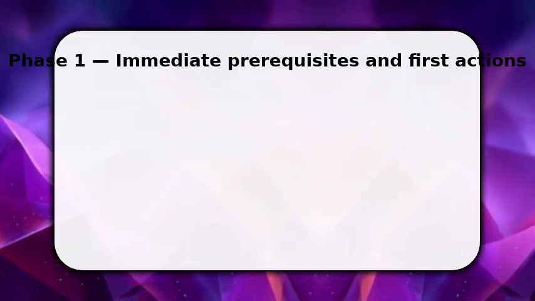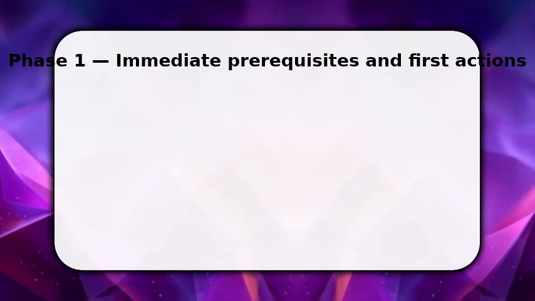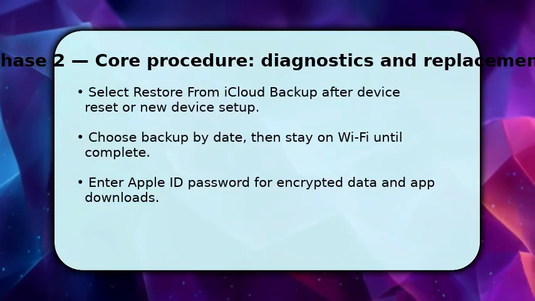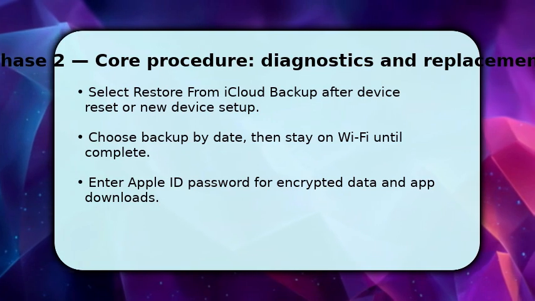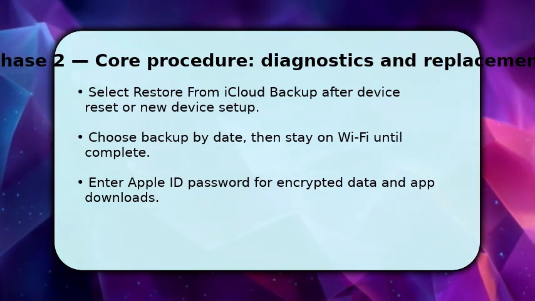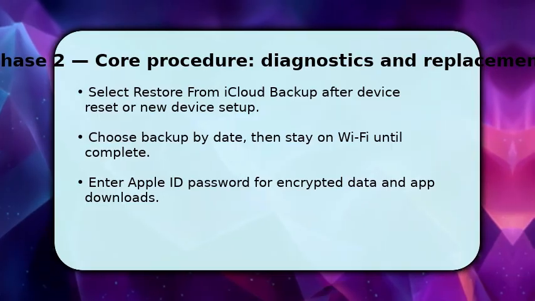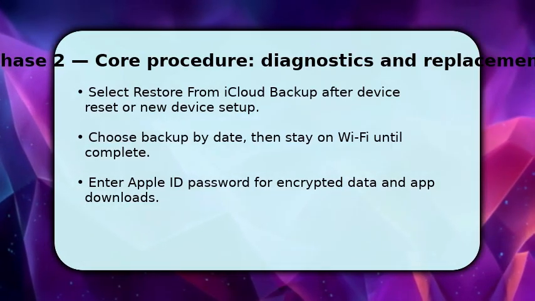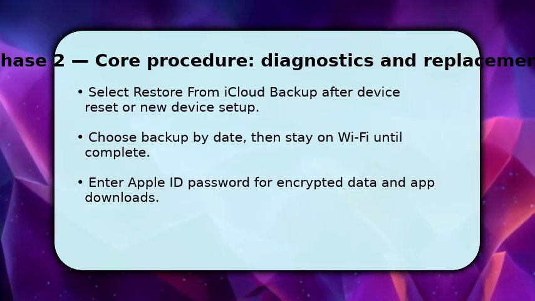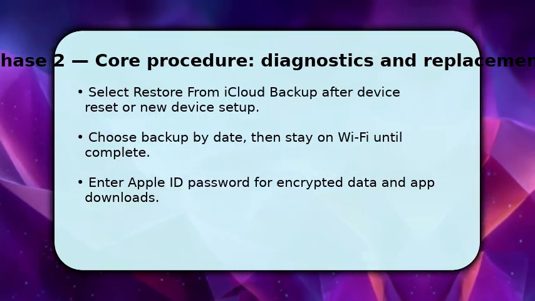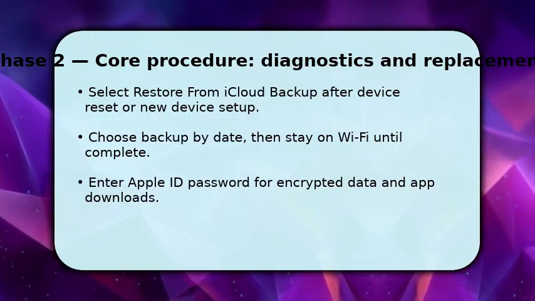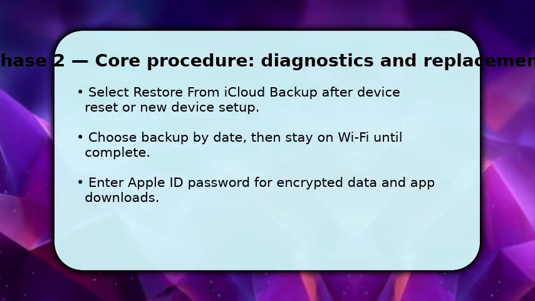Now, go to Settings, General, Transfer or Reset to start the actual restore process. After the initial setup or a factory reset, choose Restore from iCloud Backup when the option appears, because that triggers the server transfer. Once you pick the backup by date, the system queues apps and data. Make sure you stay connected to Wi-Fi, since cellular will be slow and sometimes blocked. You may be prompted for your Apple ID and device passwords to decrypt keychains and re-download purchases.